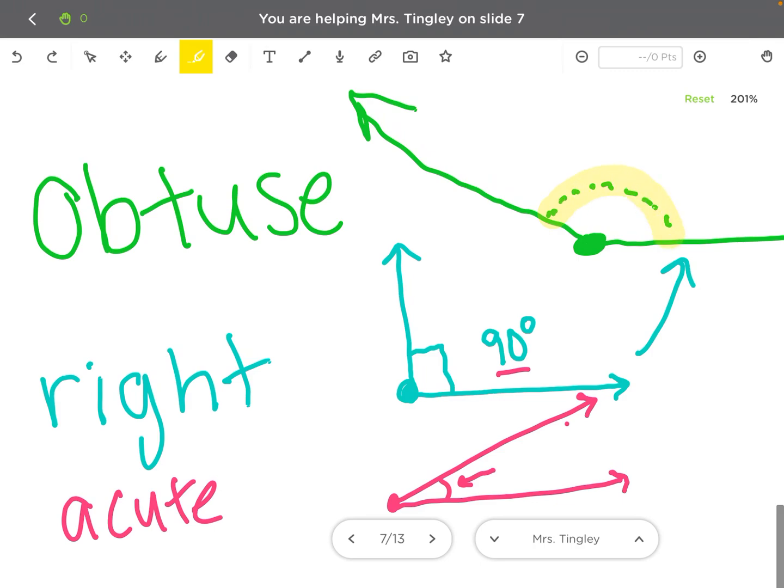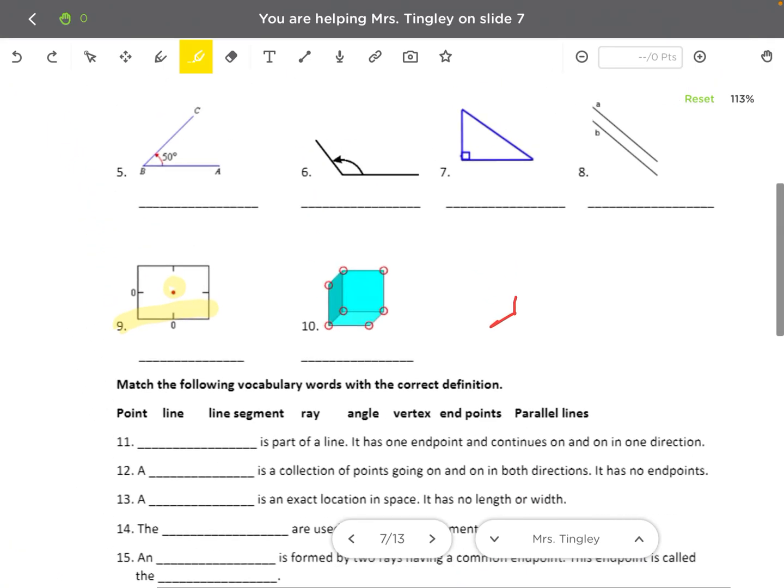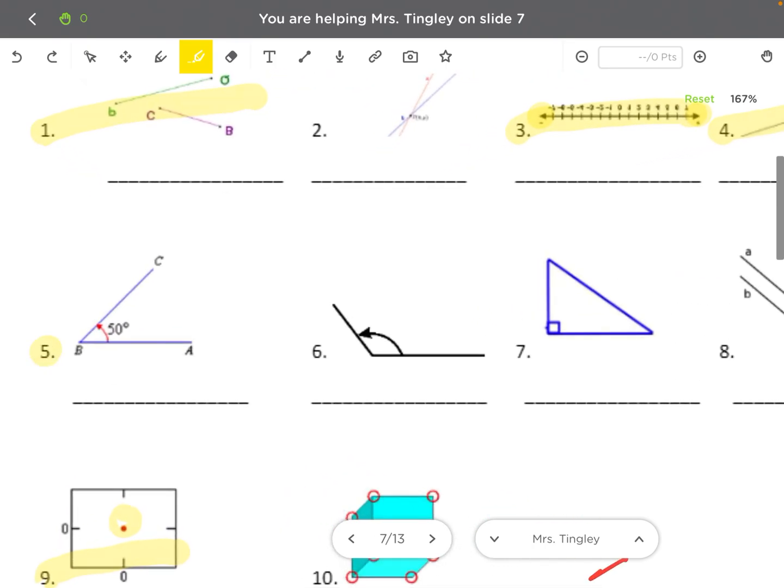Now let's compare all of these angles from one ray to the next ray. That's the largest. Right angle from one ray to the next ray. That is in the middle, 90 degrees. And from one ray to the next ray. That is the smallest, an acute angle. So let's label some of these up at the top.